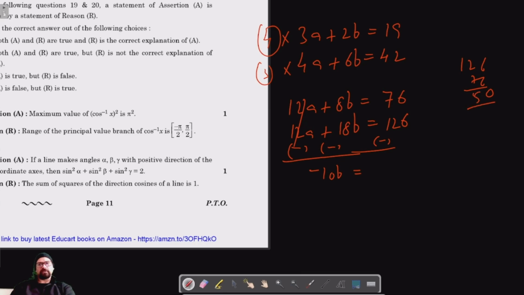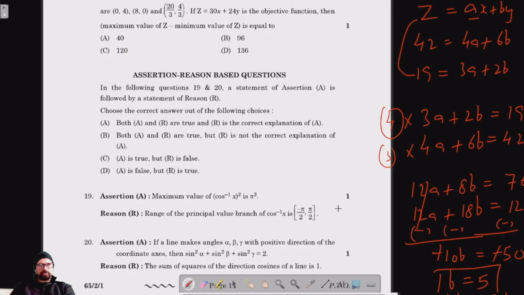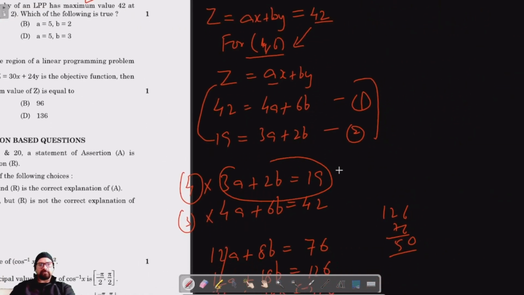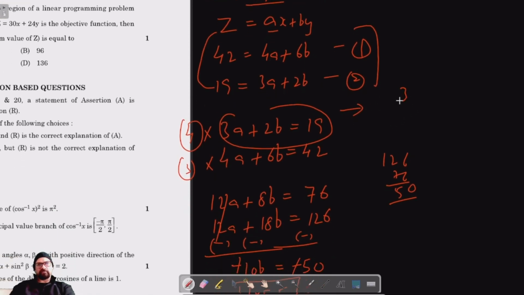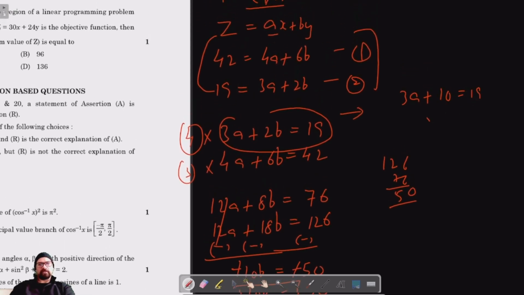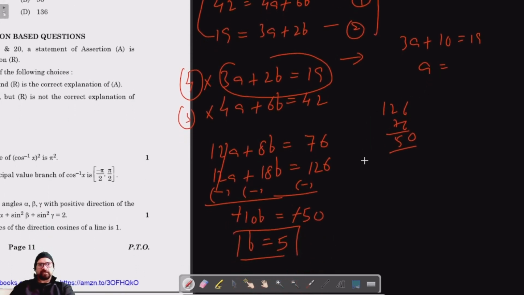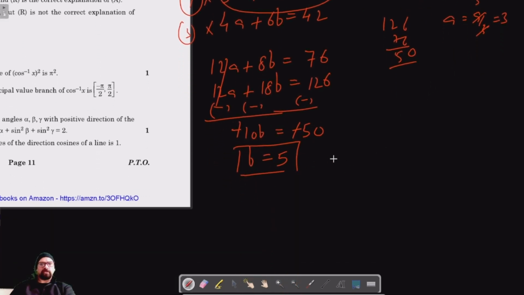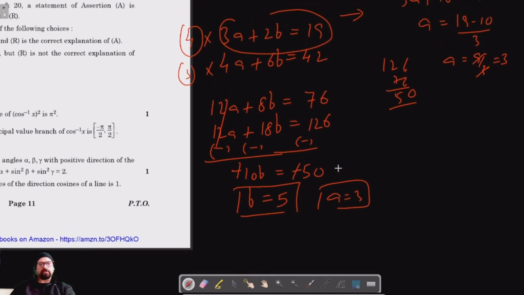So b is equal to 5, and let's find out the value of a from any of the equations. If b is 5, this gives us 3a plus 2 into 5, which is 10, equal to 19, so a is equal to (19 minus 10) by 3, which is 9 by 3, equal to 3. So a is 3 and b is 5.